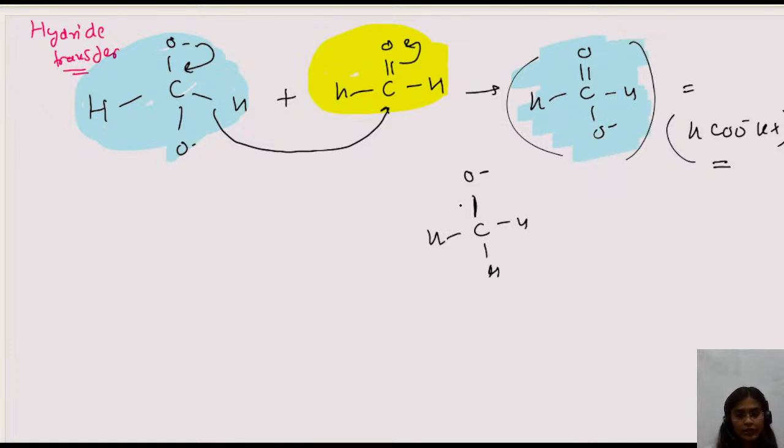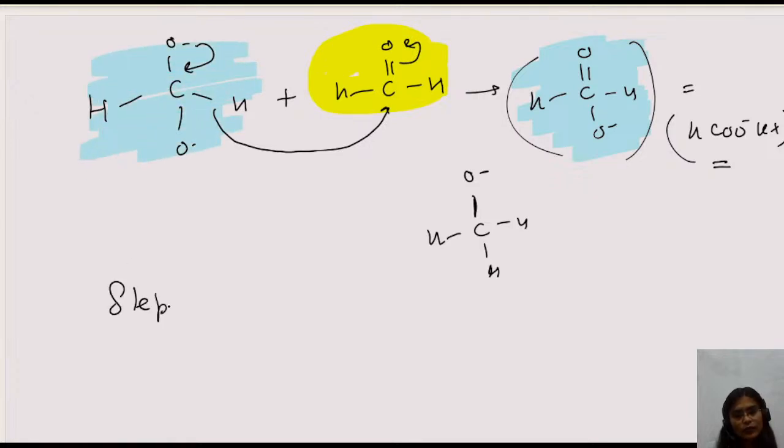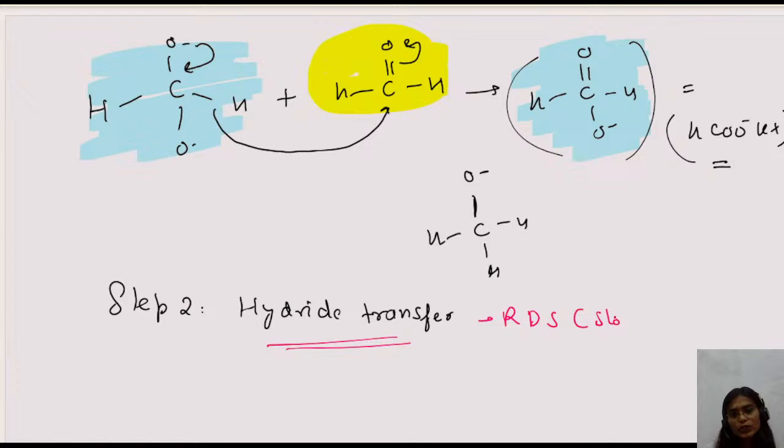And further, do you know that hydride transfer is really, really important? Let me just write here, because it's important. The step number two, hydride transfer. And one more thing, it's an RDS step. It's a slow step. It's a rate determining step.